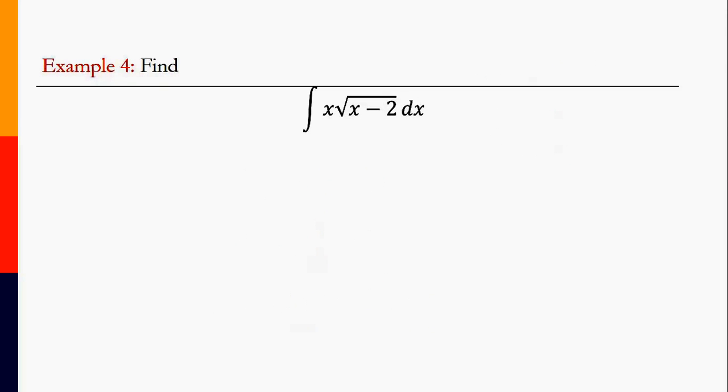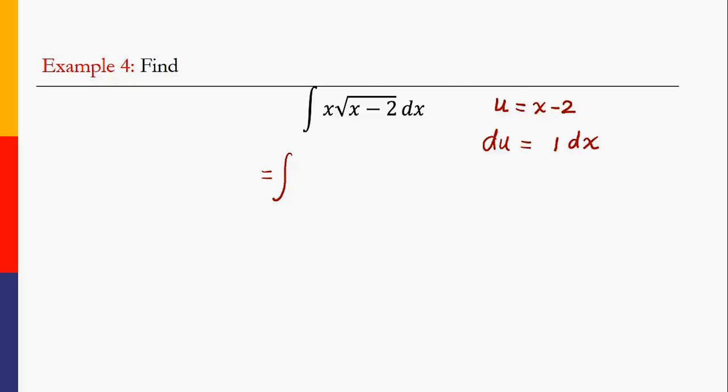Once again, we will apply u substitution to integrate the function x times the square root of x minus 2. It's very easy to identify u to be x minus 2. And our du is the derivative of x, which is just 1 dx.